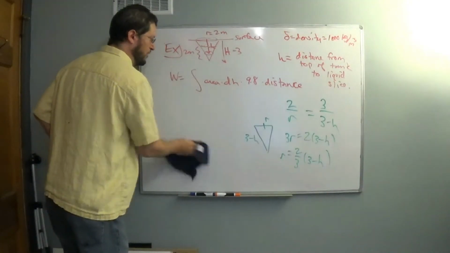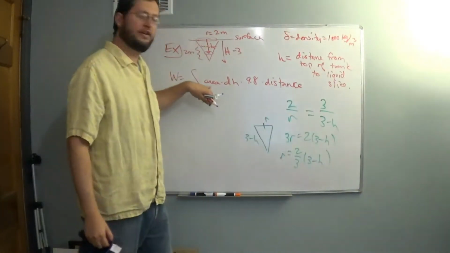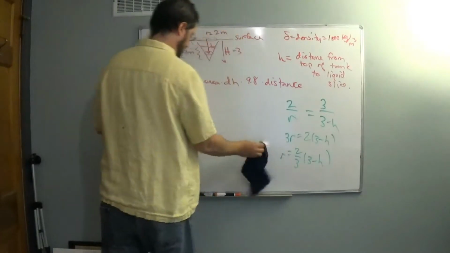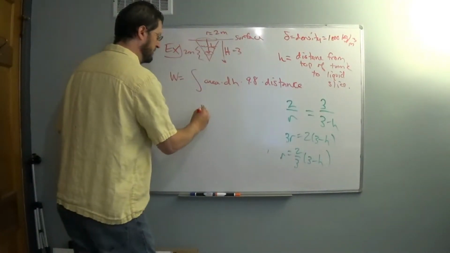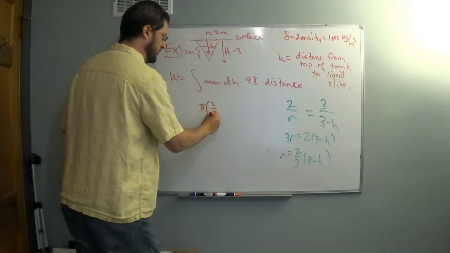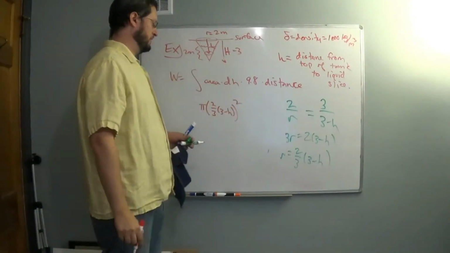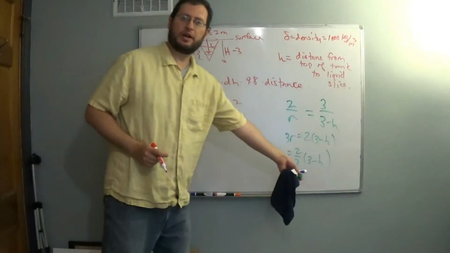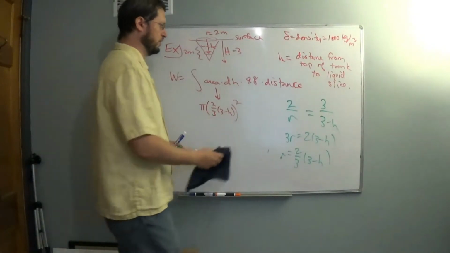Or we can just point out right away that if that's the radius, then the area of the slice is pi r squared. So if the area is pi r squared, then this is going to be pi times 2/3 times (3 minus h) squared. That area comes from this radius of the slice that we just discovered. Okay, so far so good.